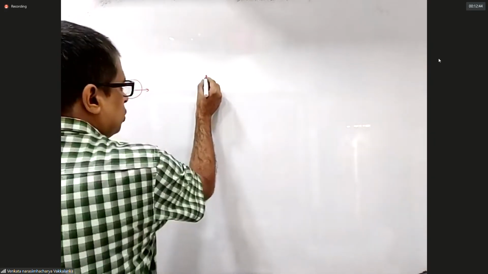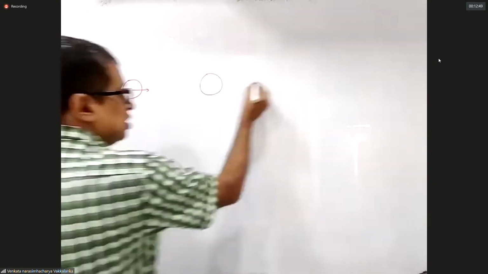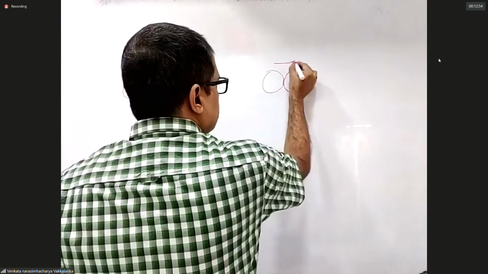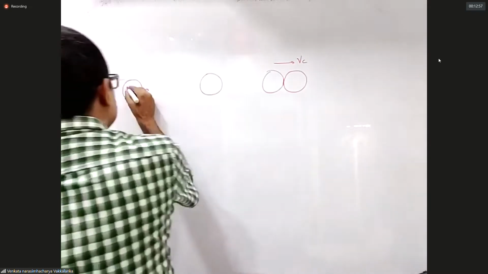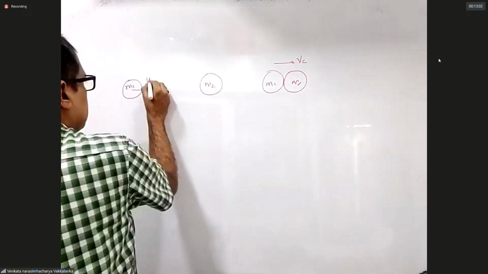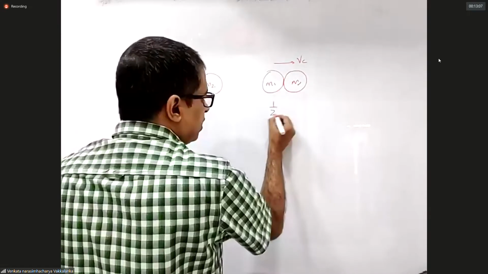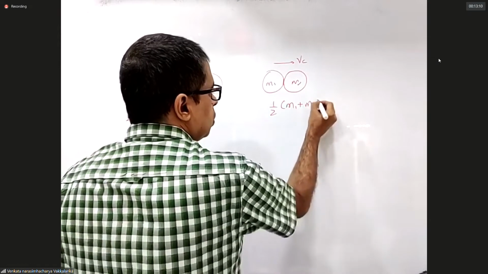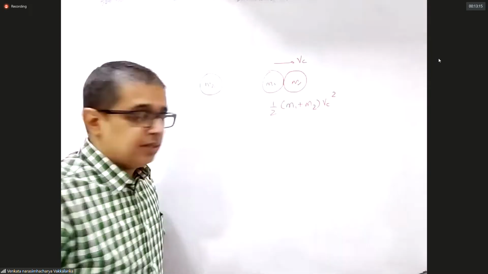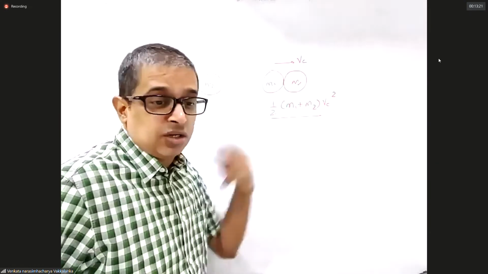Suppose this body is moving. I'll explain this for a head-on collision. You'll be able to apply it for any body. This is moving with a velocity v. This is at rest. When they collide, at the point of maximum compression, both will be moving with the same velocity. This is m1, m2. So the initial velocity is u. What is the initial kinetic energy? Half m1 u square. At this instant, kinetic energy is half (m1 plus m2) v common square. How will you calculate v common? Momentum conservation. The difference is the loss in kinetic energy, which goes into elastic potential energy.